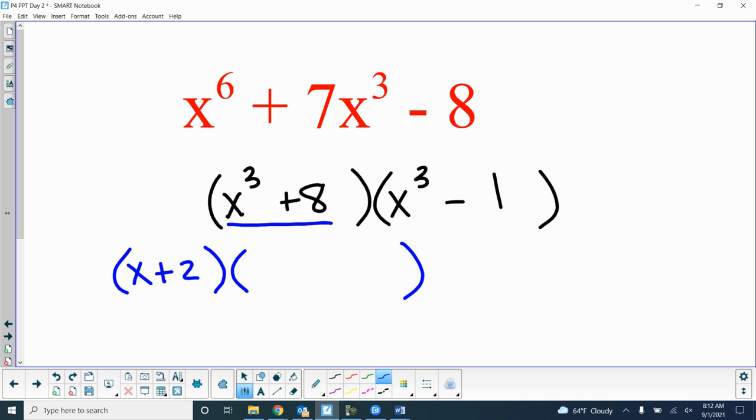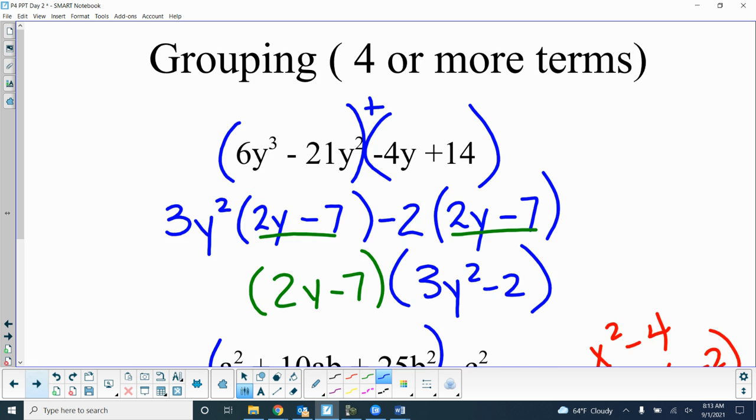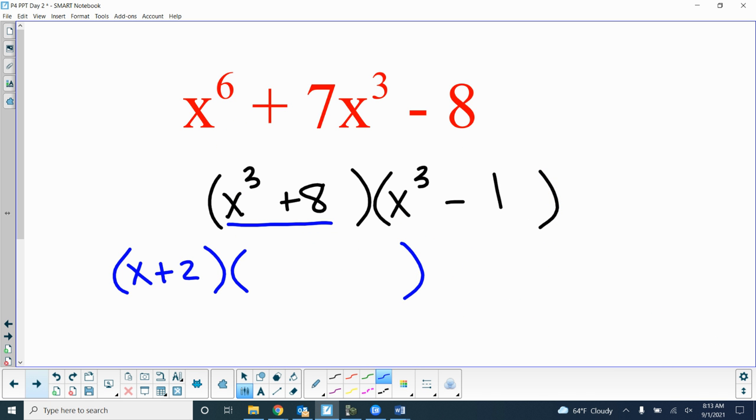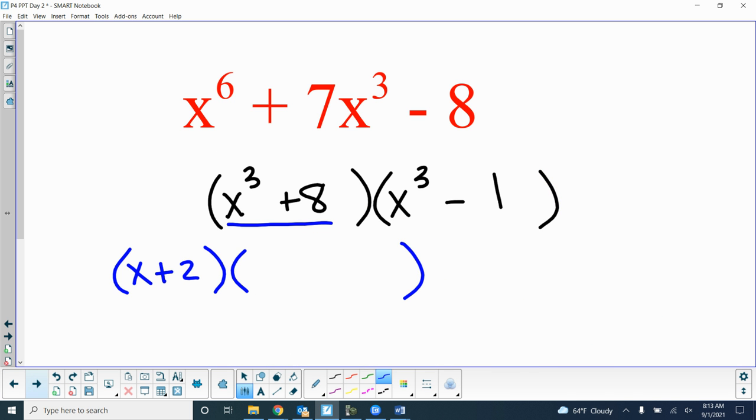What goes right there? Remember, we're going to have three terms here. What's the first term? Look at our examples. Carly, look what we did with this. What did we do with that term to get that one? Squared it, right? Not square rooted, but squared. So what's this squared? X squared. Right.